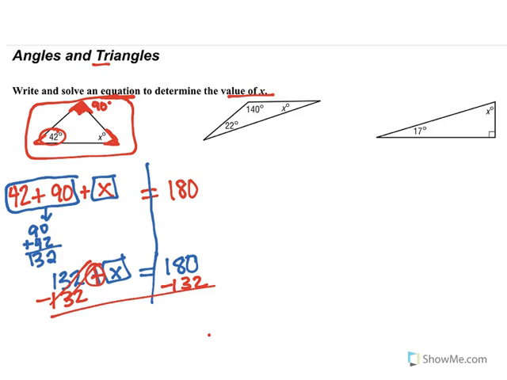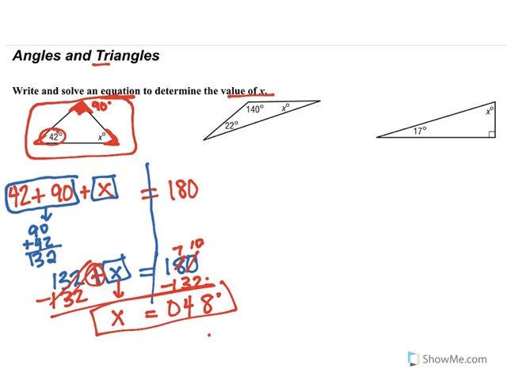All right, so here you got rid of that. All you have is your x equals, let's go ahead and do 180 minus 132. All right, 10 minus 2 is 8. 7 minus 3 is 4. 1 minus 1 is 0. So that means, guys, that the measure of angle x is equal to 48 degrees.